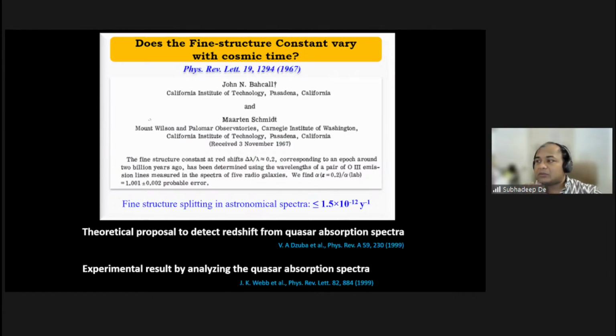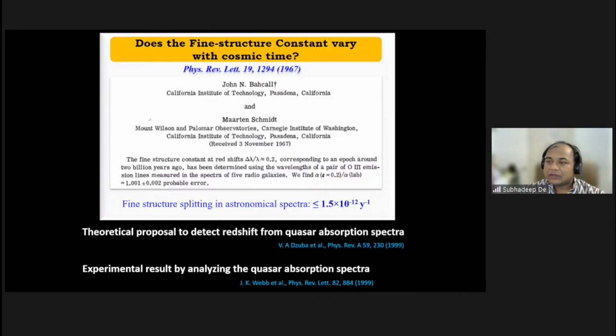This question was first raised by Bahcall in 1967, and this is the paper you see on this screen. This is just a one-page Physical Review Letters paper, so you can understand the importance of that paper, that he found something and then published it very quickly. He analyzed the data that was available at that time from fine structure splitting of some quasar spectra, and he gave an upper bound for the variation of the fine structure constant on the order of 10 to the power minus 12 per year.